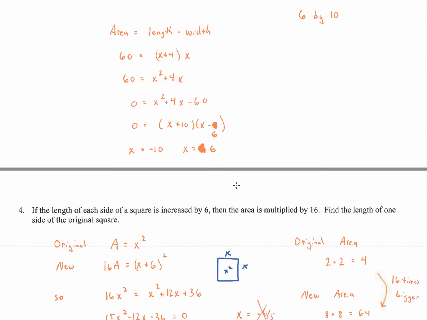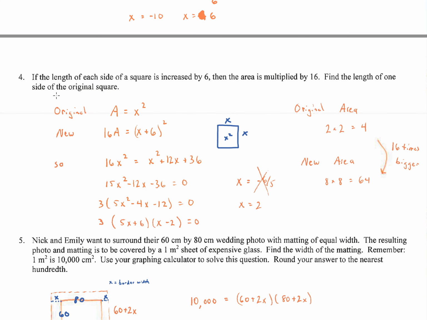All right, let's scroll down. The length of each side of a square is increased by 6, and then the area is multiplied by 16. Find the length of one side of the original square.